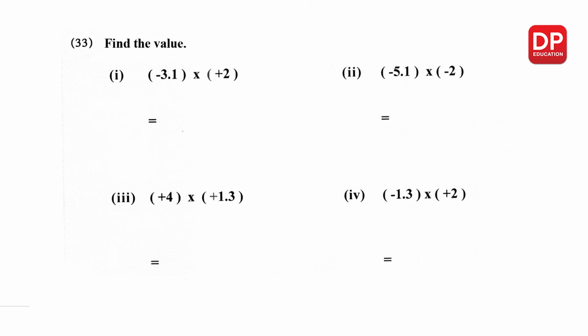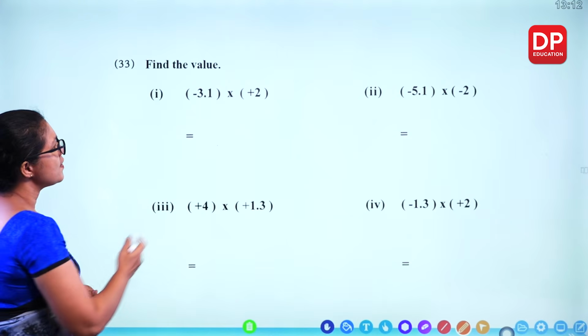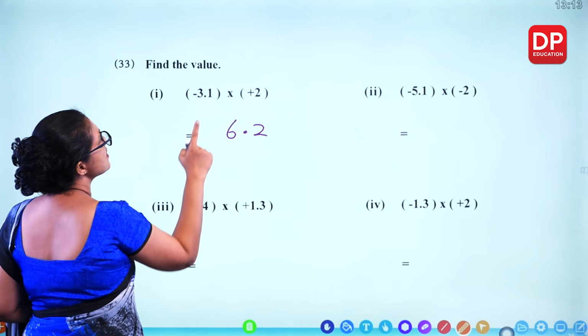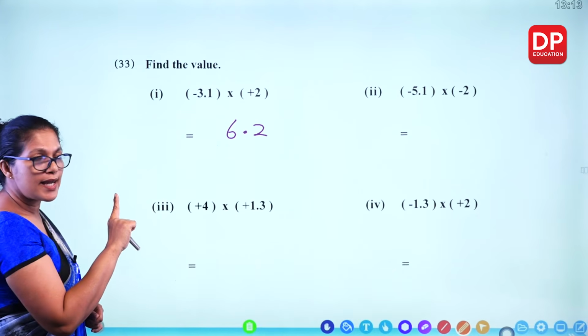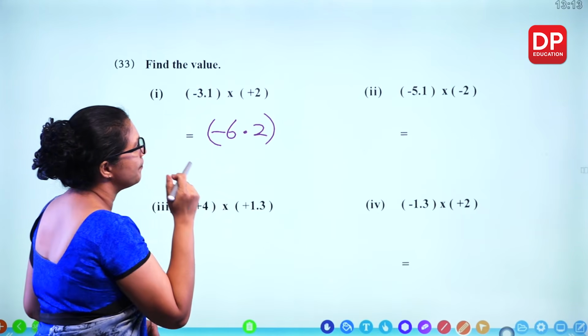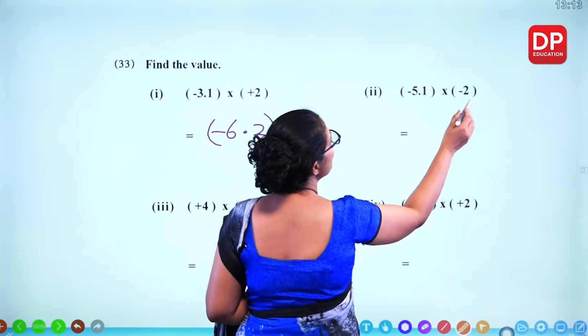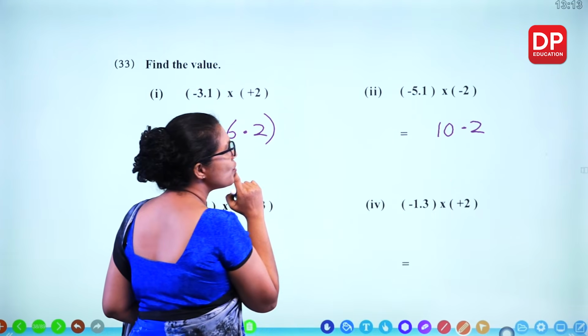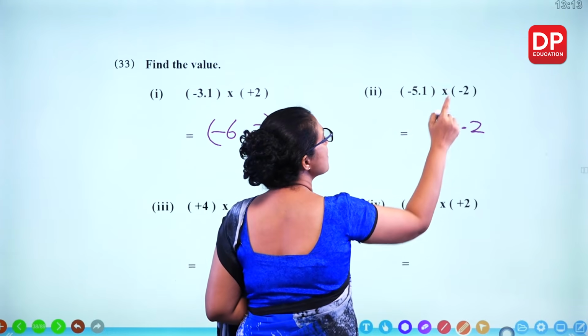Find the value. Just multiply by 2 first. 2 times 1, 2. 2 times 3, 6. What's the sign? 1 negative, 1 positive. Answer is negative. Multiply by 2. 2 times 1, 2. 2 times 5, 10. 10.2 is the answer. Both negative.